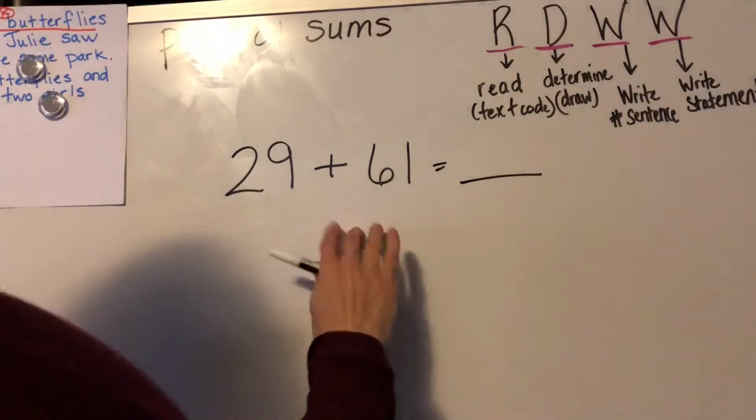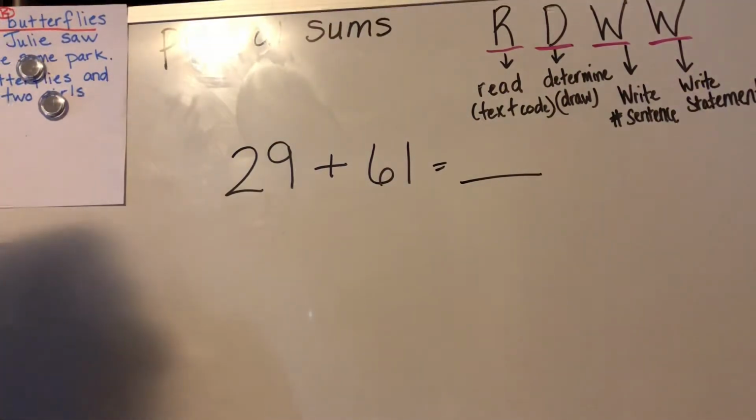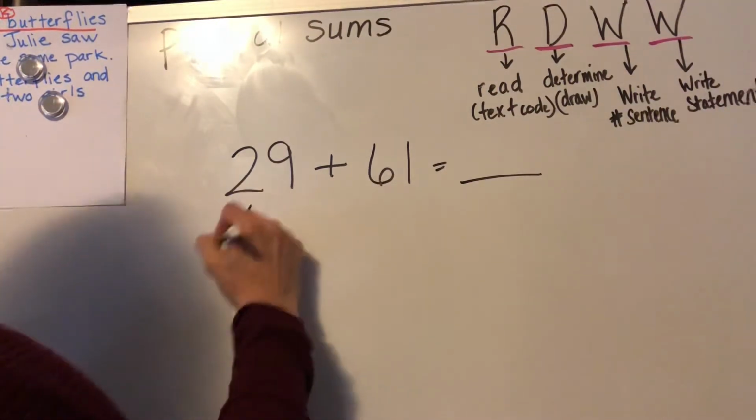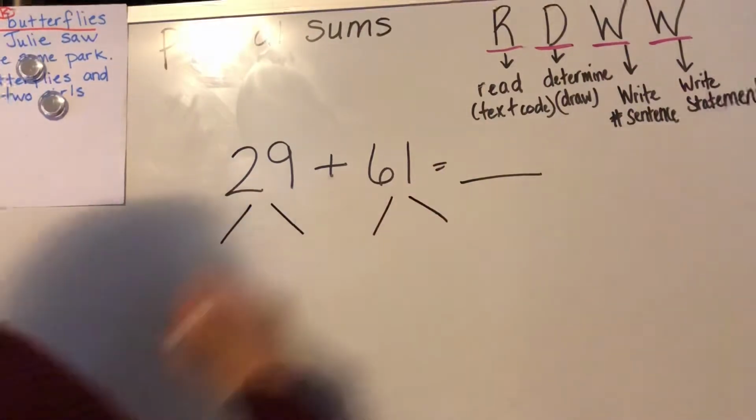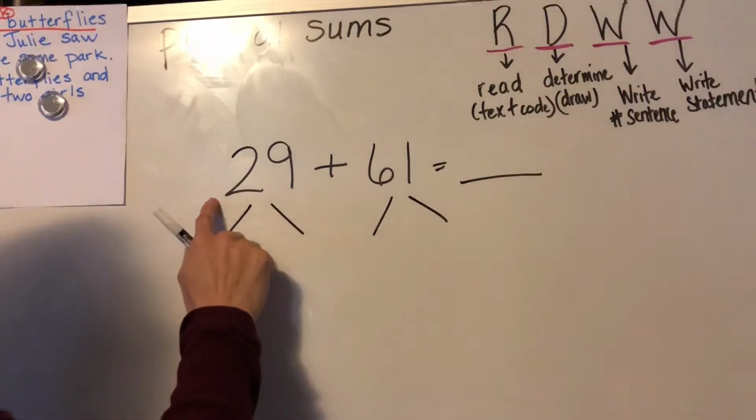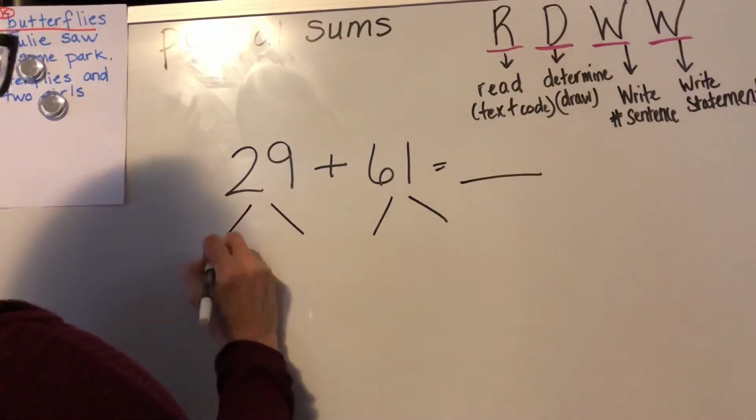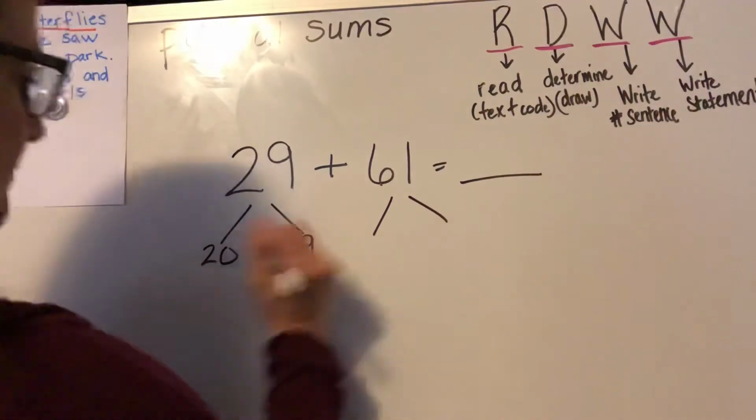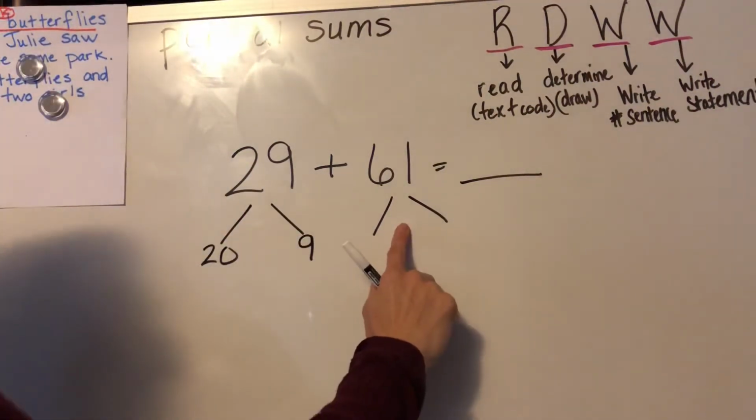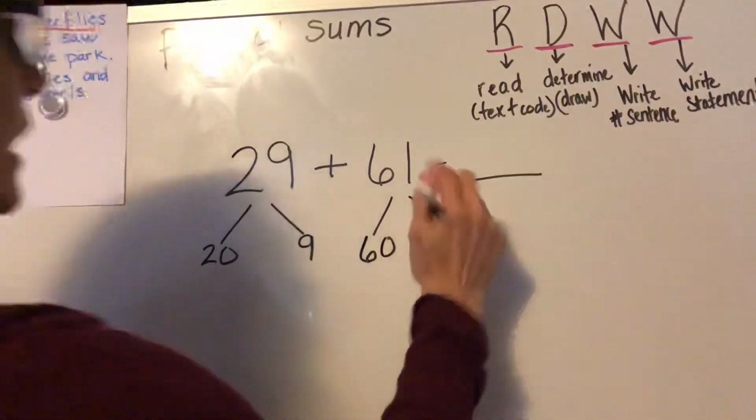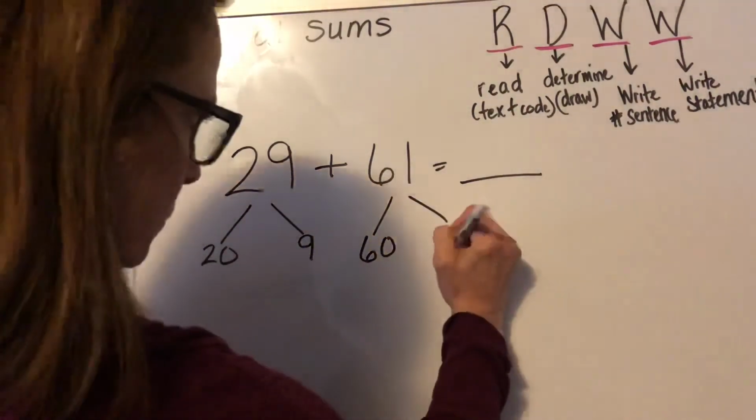The first step in using partial sums is that I need to break apart these numbers into their place values. There are 2 place values in each of these numbers, so I'm only going to be breaking them up into 2s. In 29, we have 2 tens. Another way to say 2 tens is 20. And in 9, we have 9. In 61, we have 6 tens. Another way to say that is 60. And we have 1 one, which is 1.